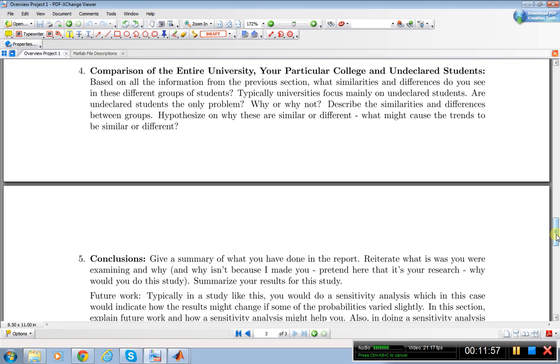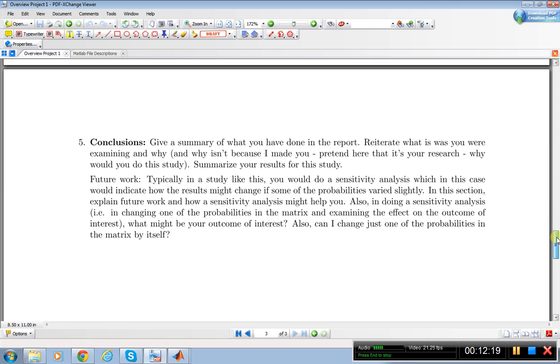Typically universities focus mainly on undeclared students. Should they only focus on undeclared students? Why or why not? Discuss the similarities between the college, the entire university, and the undeclared students. Discuss the differences. Hypothesize as to why there are similarities or differences in these trends that you're seeing. And then give a conclusion.